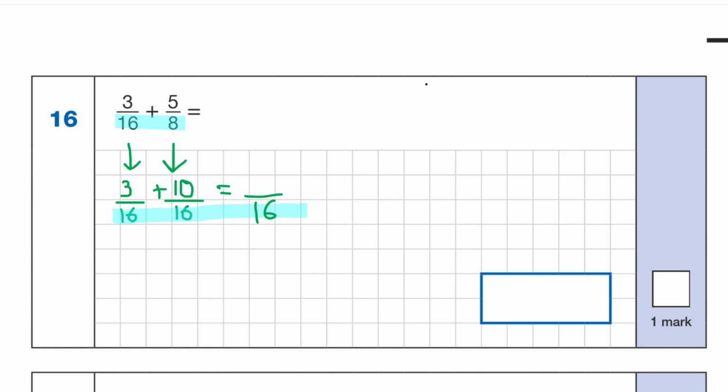Now all you need to do is to add your numerators to find your answer. So you just literally add along here to find your answer, and 3 and 10 is 13. Okay, and that is your final answer. Remember to write it in your answer box nice and clearly. Please write it like that and don't write it like this. Sometimes they will accept it, but there may come a point where they decide not to accept that as a correct way of writing fractions.